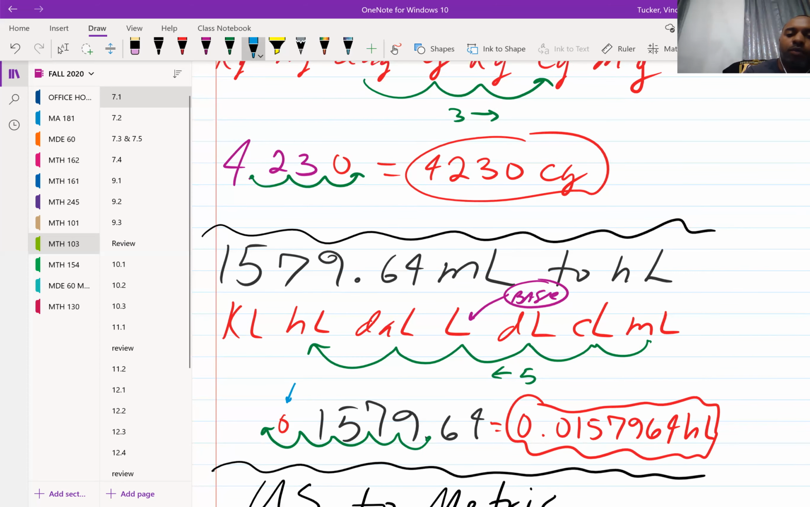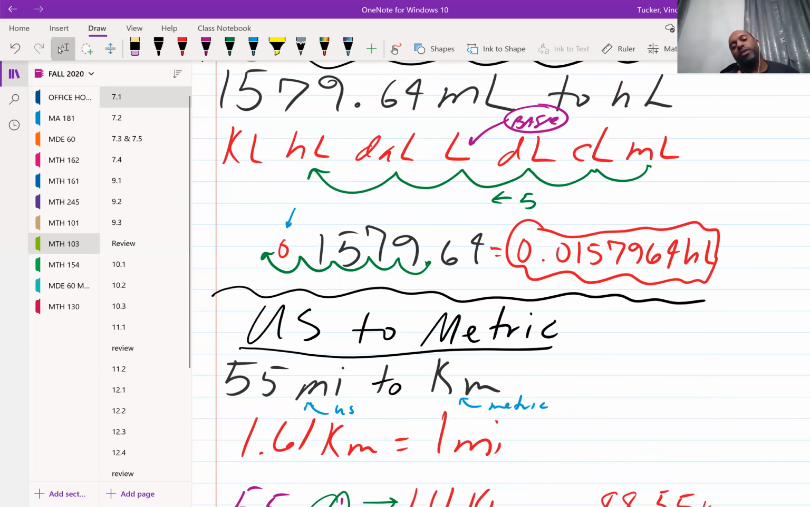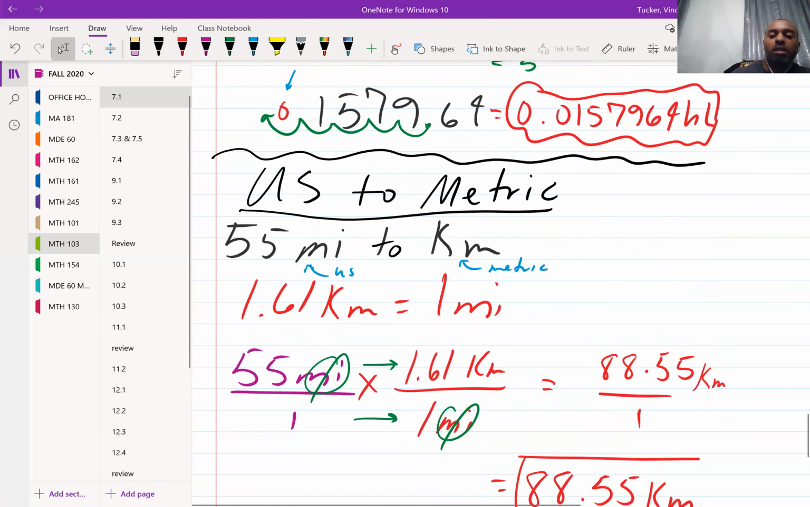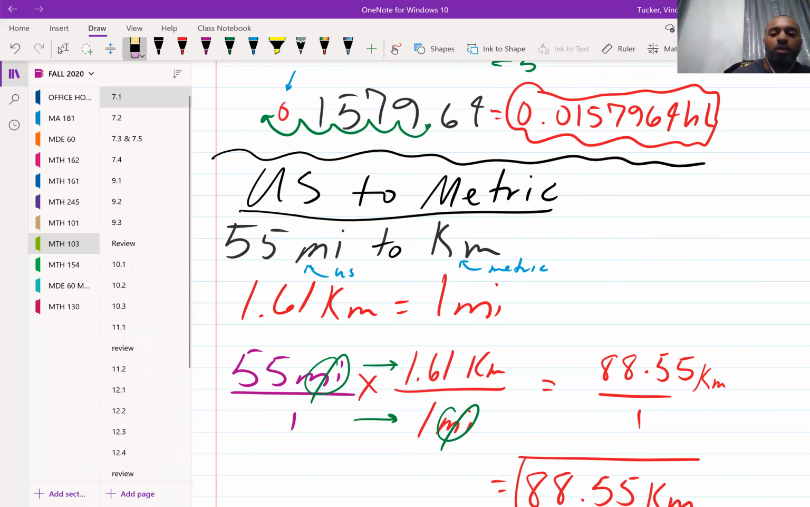All right, so now if we want to do US to metric, since there's no real connection like we just did previously, we would do the same thing that we did initially. In other words, we would set up our fraction, find a conversion factor, and then just multiply accordingly. So let me erase this. If we want to go 55 miles to kilometers, miles is US, kilometers is metric. So you find a conversion factor. These conversion factors should be in your book, even the ones we talked about initially.